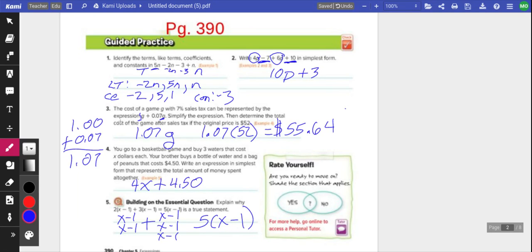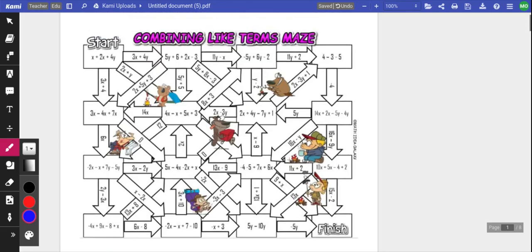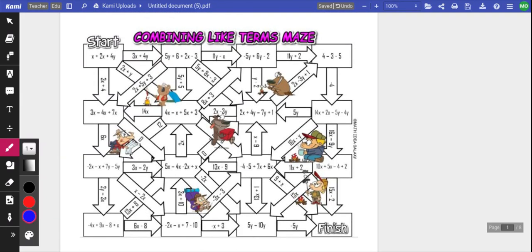All right. So let's go up to our maze. Okay. You're going to start up here. Okay. So this is where we're starting. We're going to combine our like terms. So I have to look. All right. What like terms do I have? The only ones I have is my X and a 2X.